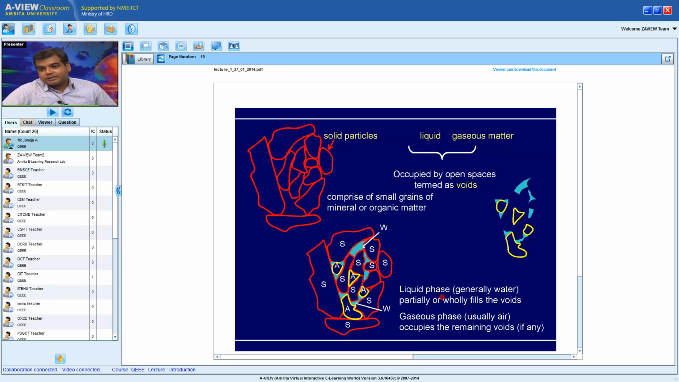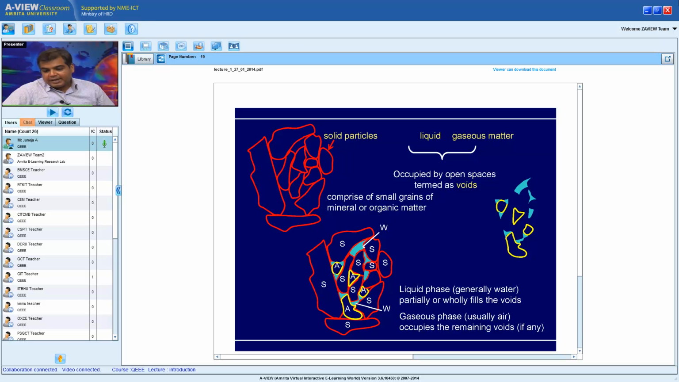The liquid phase, generally it will be water, unless we are dealing with contaminated soil, but for I would say 80 or 90% of practicing engineers, it is normal water. The water would partially or wholly fill the voids. If they partially fill the voids, the remaining part of the voids would be the gas. The gas is usually air. Again, we speak about air because we don't want to bring contaminated soil into the picture. So it's usually air and water.